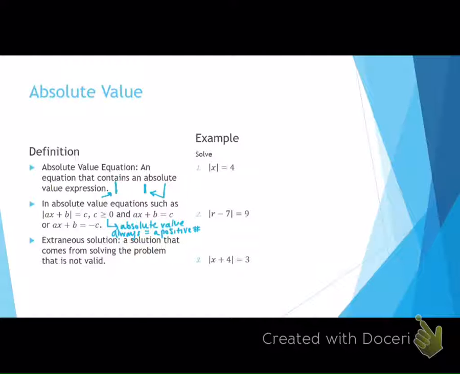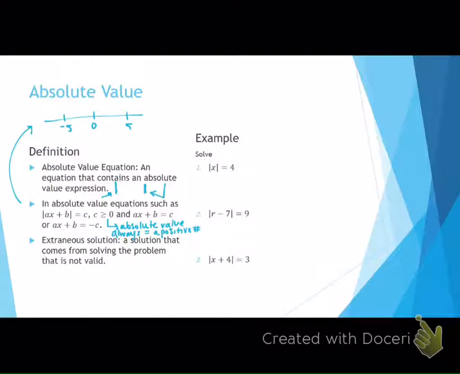Okay, so here's the next part that you guys got to understand here. ax plus b equals c, or ax plus b equals negative c. Why is that the case? So let's look at a number line. And I'm at 0. What if I say that my distance from 0 is 5? Where could I be on my number line if my distance from 0 is 5? Riley? You could either be on positive 5 or negative 5.